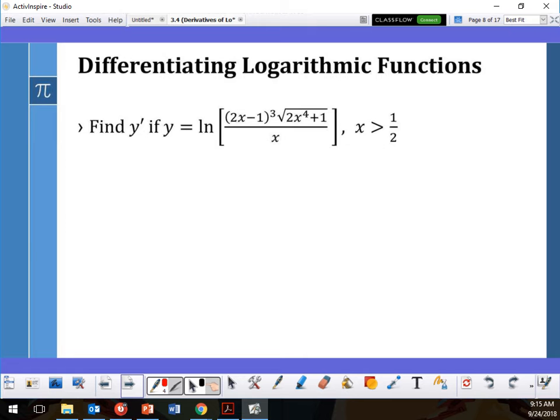So it's basically going to turn into ln of 2x minus 1 to the third, plus ln of 2x to the fourth plus 1 to the 1/2, minus ln of x, right? Yes. Okay, so now let's go through and actually do this.